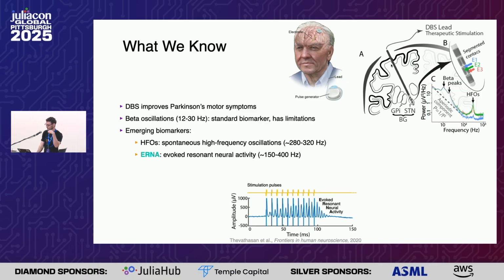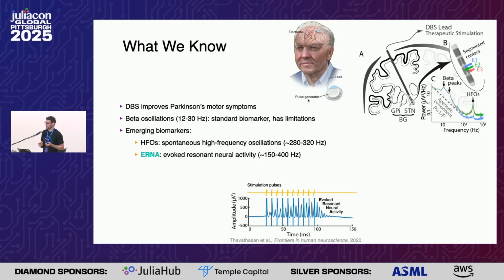Here in this image, you can see an electrode implanted in the subthalamic nucleus. And in general, there are some beta oscillations, which you can see here in the power spectrum, that correlate with some of the Parkinson disease symptoms. And that's why it is usually used as a standard biomarker to guide surgery, to guide the positioning of the electrode, and also to guide the DBS programming afterwards.